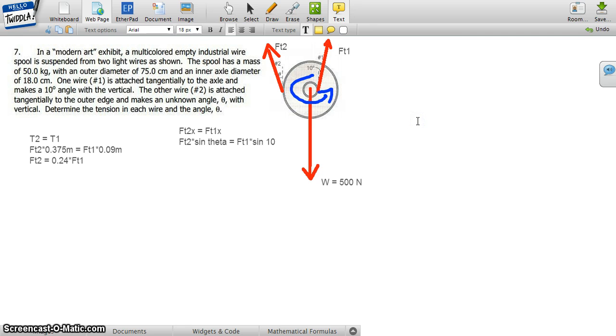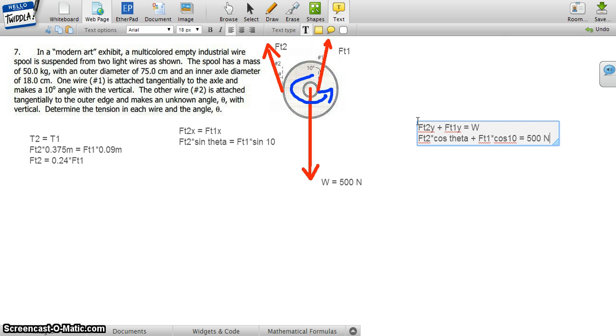Looking at the vertical direction, I could say that Ft2y plus Ft1y must be equal to the weight. So this would be Ft2 times the cosine of theta plus Ft1 times the cosine of 10 degrees must be equal to 500 newtons.